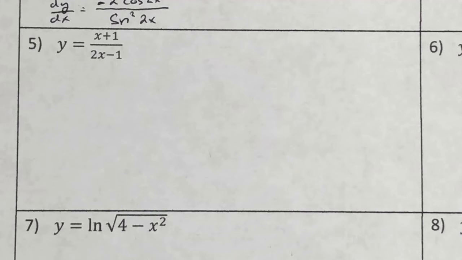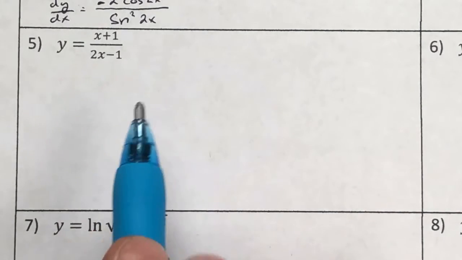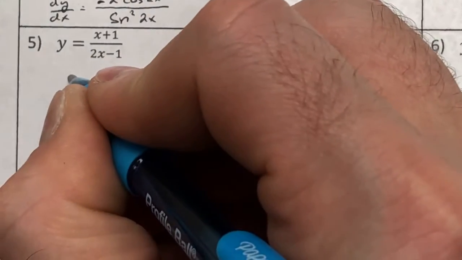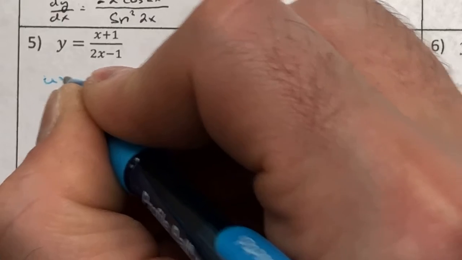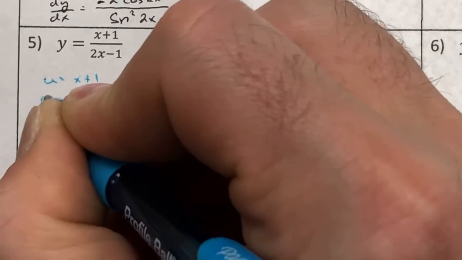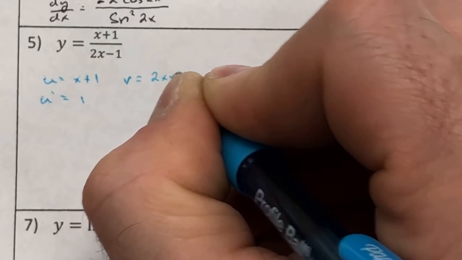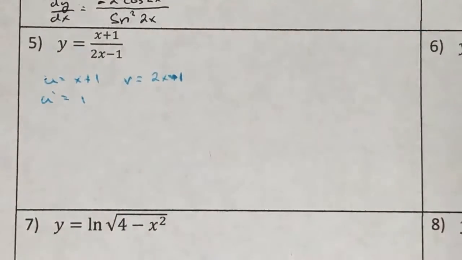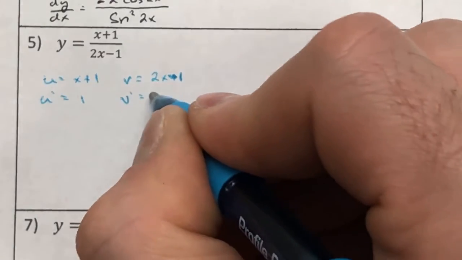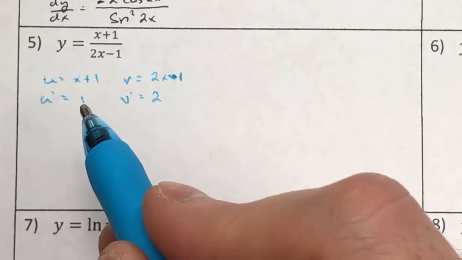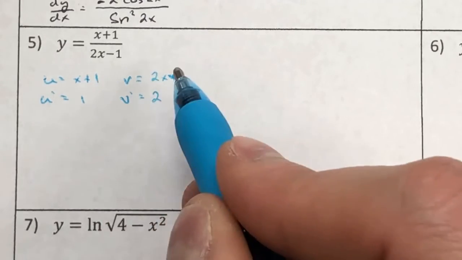Okay, now that you've had a shot at this, we notice that this is not a chain rule, this is going to be a quotient rule. So I'm going to go ahead and set this up as u is equal to x plus 1, which means u prime is equal to 1. v is equal to 2x minus 1, which means v prime is going to be equal to 2. I know that it's going to be low d high minus high d low, all over low squared.